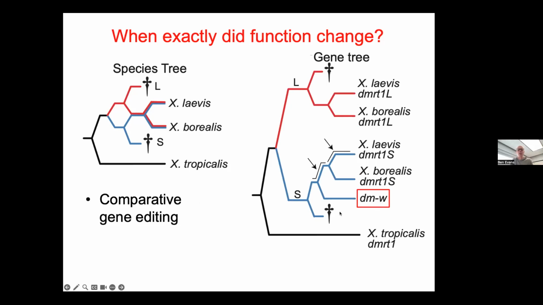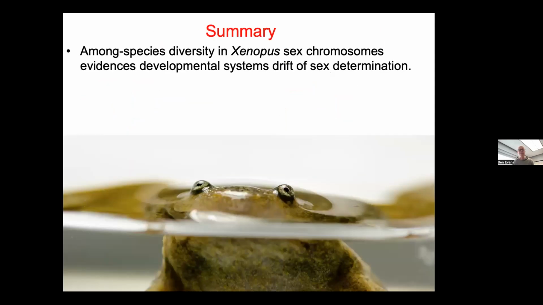And we know that DMW arose before the speciation of Xenopus laevis and borealis. So by looking at knockout phenotypes of borealis DMRT1S and DMRT1L, we can get a handle on whether it also has non-essentiality of DMRT1S, which again would support this hypothesis that DMW arose from a non-essential ancestor. That's a work in progress that we're very much enthusiastic about pursuing.